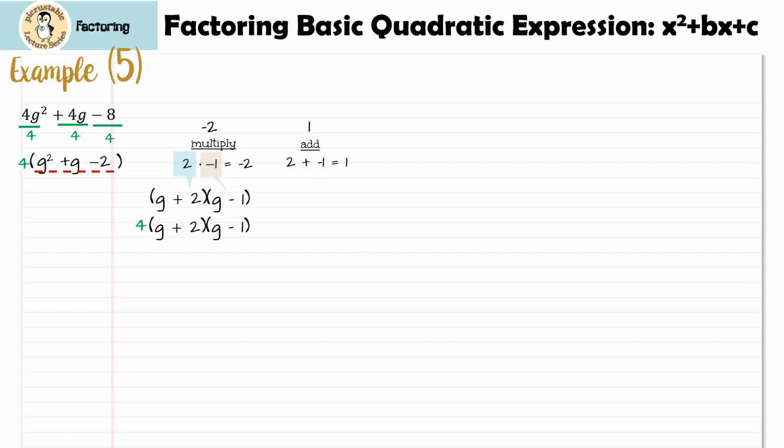So now we have 4. Hopefully you don't forget to bring out your greatest common factor, because that's still part of our answer. And that's it. Let's check by foiling.